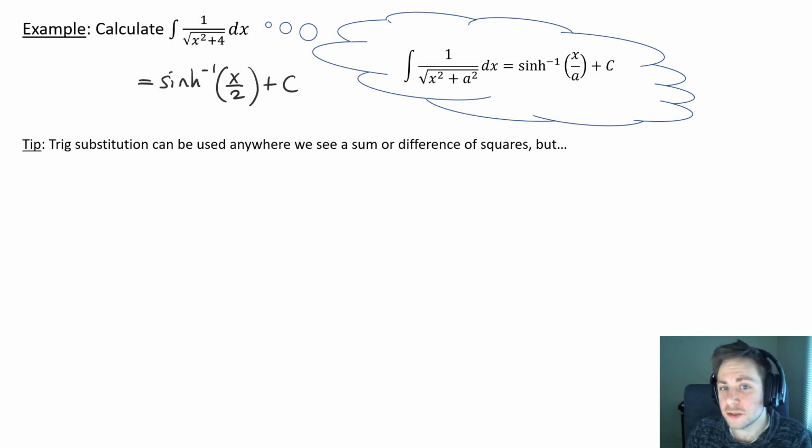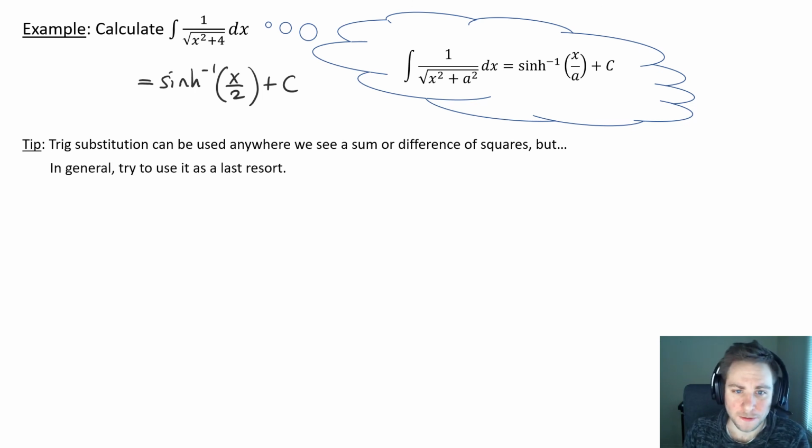We can use trig substitution in really any situation where we see a sum or difference of squares, and it tends to be an effective and reliable method, but it's not a very efficient method. It's fairly technical and there's a lot of details that need checking. So for that reason, I would suggest that you use this only as a last resort, very much like what I suggested with partial fractions. But that's all for the basics of trig substitution, so look forward to the next video where we'll practice some more examples.